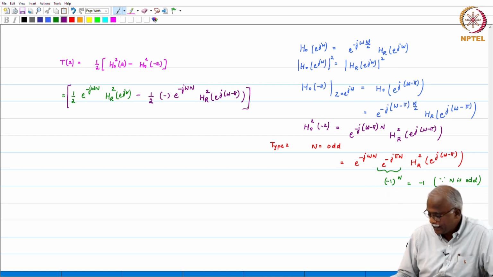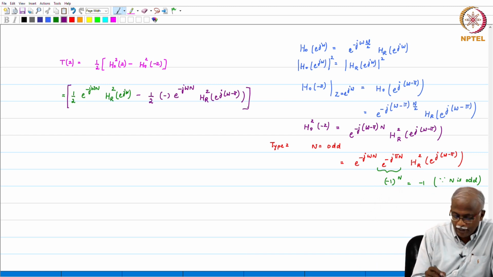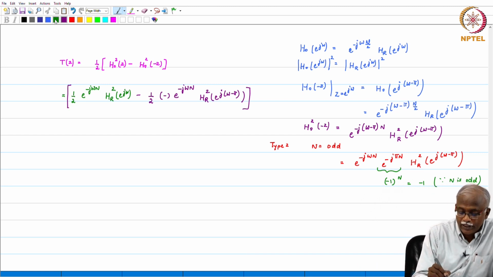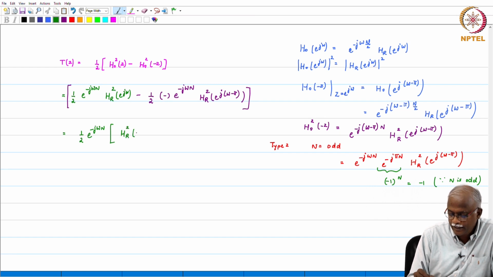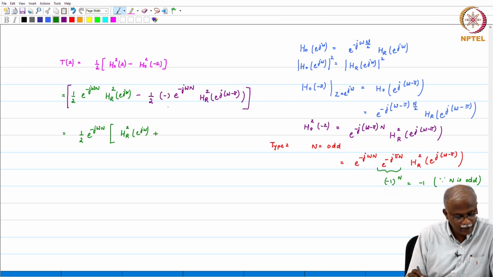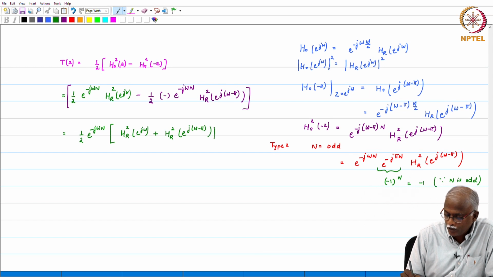It can be simplified, and we can obtain some very interesting insights into the expression that we have just derived. So we can take the 1/2 and e power minus j omega n outside. What is left within the brackets is H R squared e of j omega plus, notice that the minus and minus will cancel each other, giving us a plus sign, H R squared e of j omega minus pi whole square.